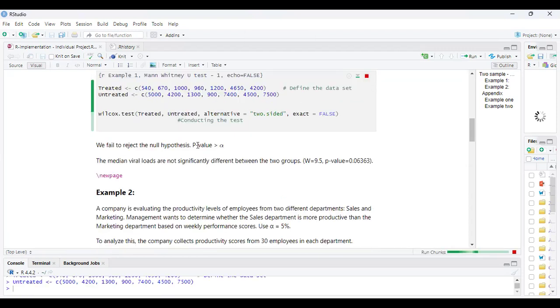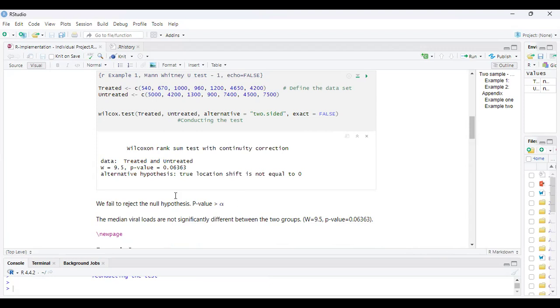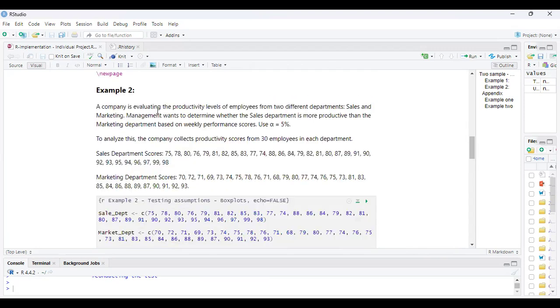Fail to reject the null hypothesis as the p-value is greater than the alpha. Once we got that, W is equal to 9.5 and the p-value is equal to 0.062. Example 2: is a company in two different departments, sales and marketing, where sales is more productive than the marketing department based on weekly performance scores, and using alpha equal to 5%.